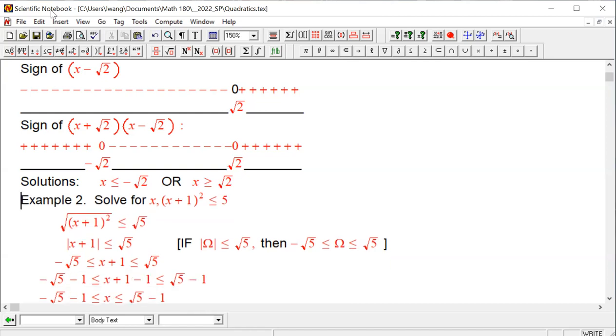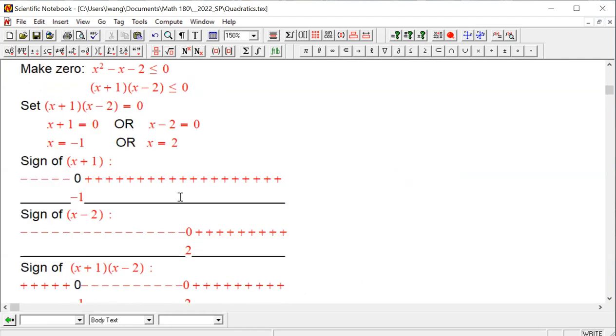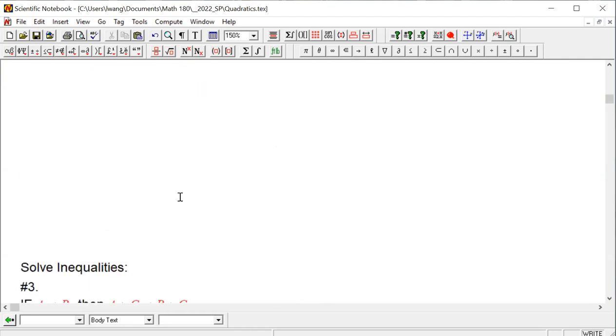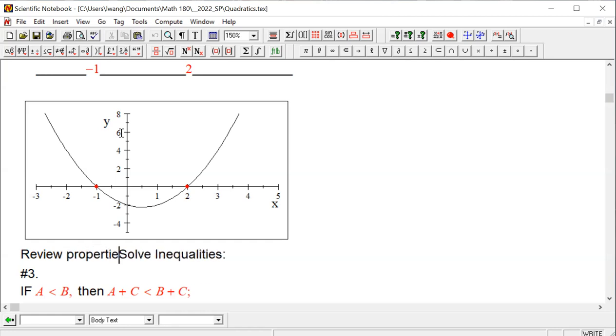So now let's fast forward. Of course, the function method is similar. We're not going to do every method for everything, but here I'm going to review some of the properties on solving inequalities. We haven't gotten to use them very much; we use some of them. Review properties to solve inequalities.